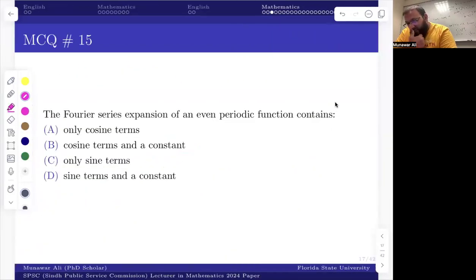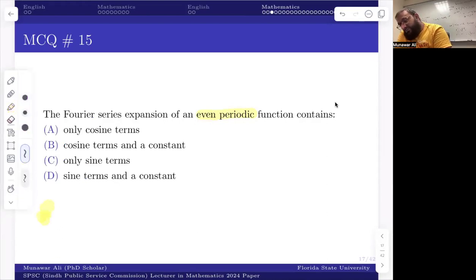Okay. So the Fourier expansion of an even periodic function. It's an even function and a periodic function, so we'll find its Fourier series, not the Fourier transform. It will contain what terms: only cosine and a constant, only sine terms, or sine terms and a constant. To me, this question is not supposed to be solved by discussing each and every term separately.